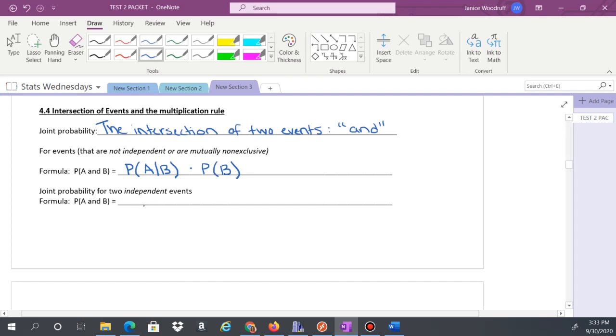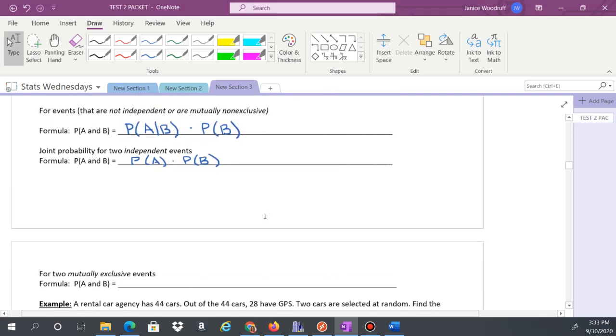And then for two independent events, you're just going to multiply. So the probability of A times the probability of B. And then for two mutually exclusive events, meaning that they cannot occur at the same time, the probability is 0.